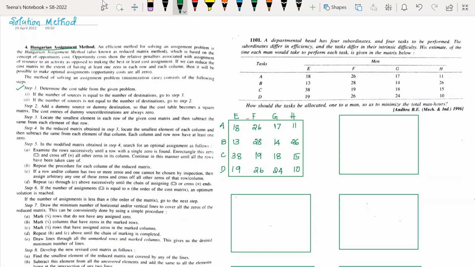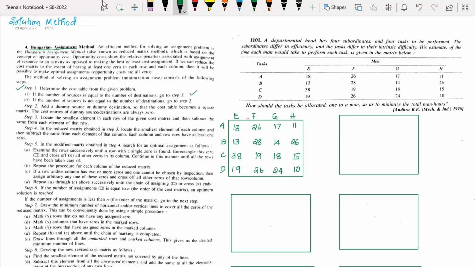So this is the first step. If the number of sources is equal to the number of destinations, go to step 3. So this is the situation for us right now. Number of sources is equal to number of destinations. Otherwise, if the number of sources is not equal to the number of destinations, then go to step 2.